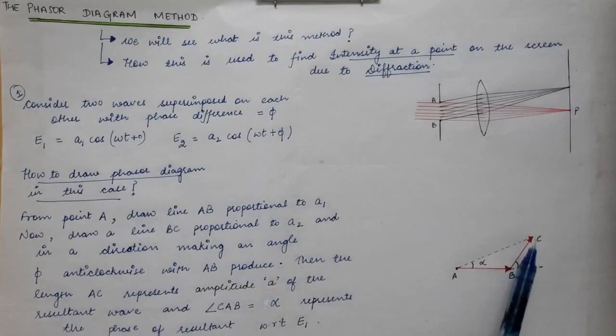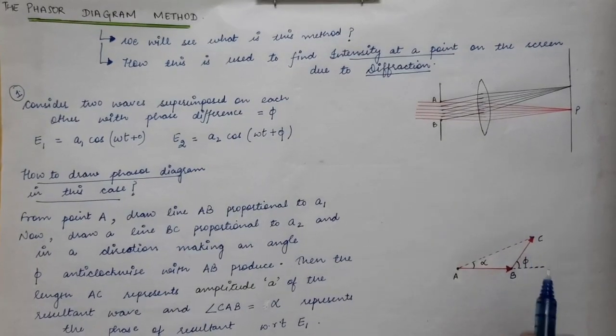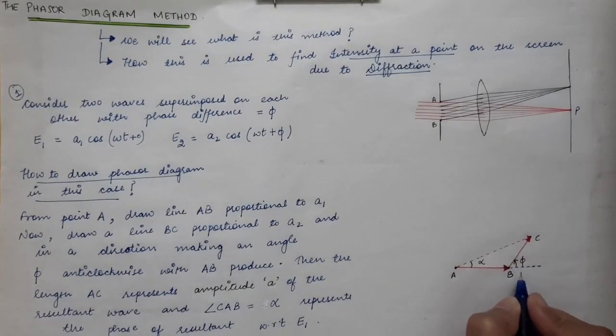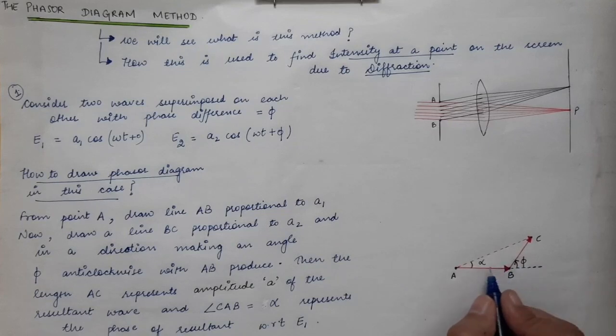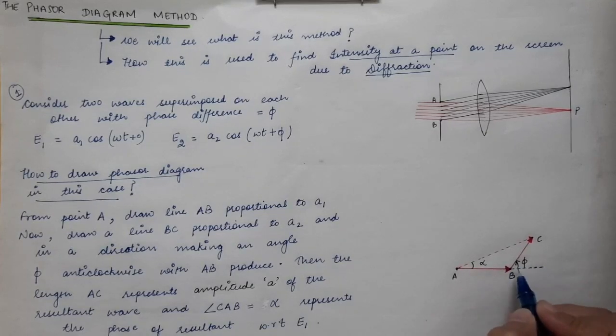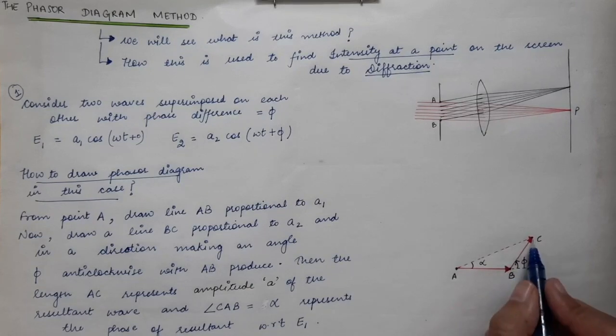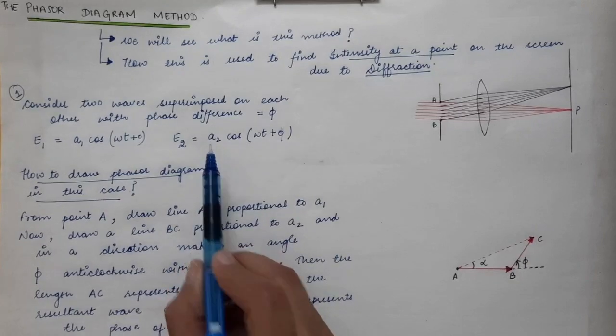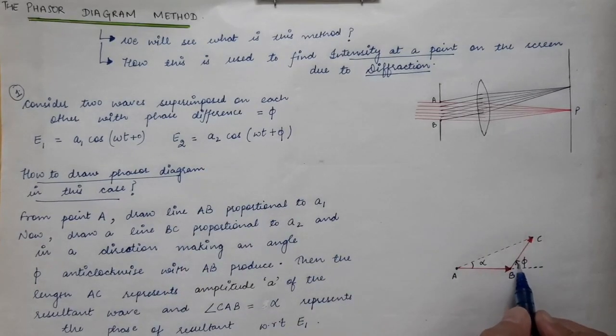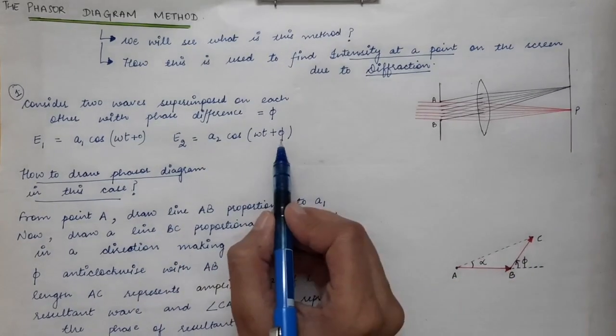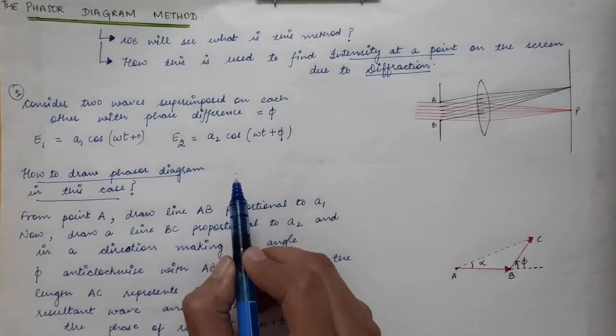So the second vector is drawn at an angle of phi, and the angle is taken in the anti-clockwise direction. We draw a vector from this final point B in such a manner that its length is proportional to A2 and the angle it makes with the horizontal is this angle phi.